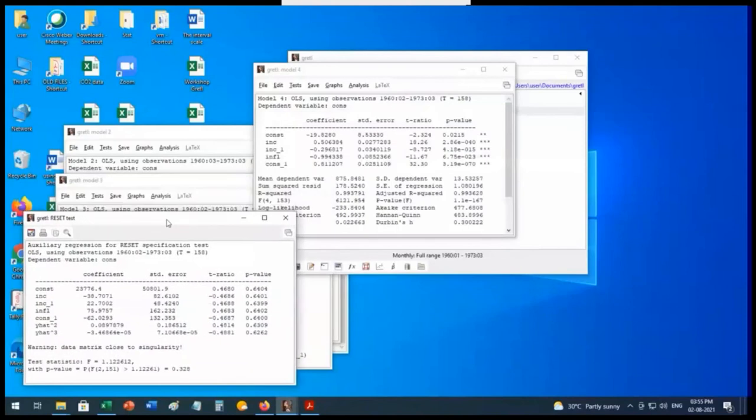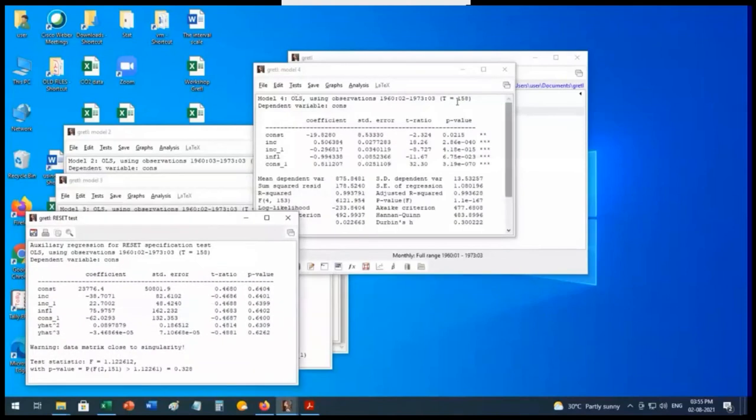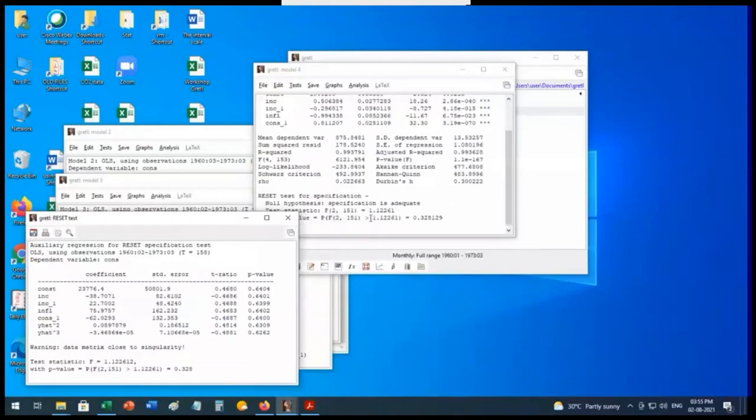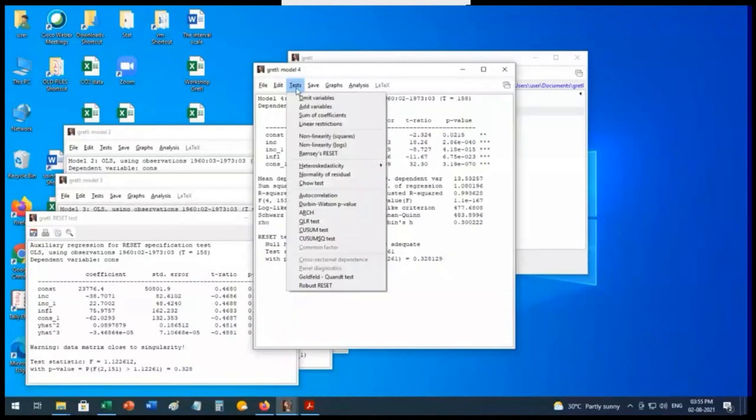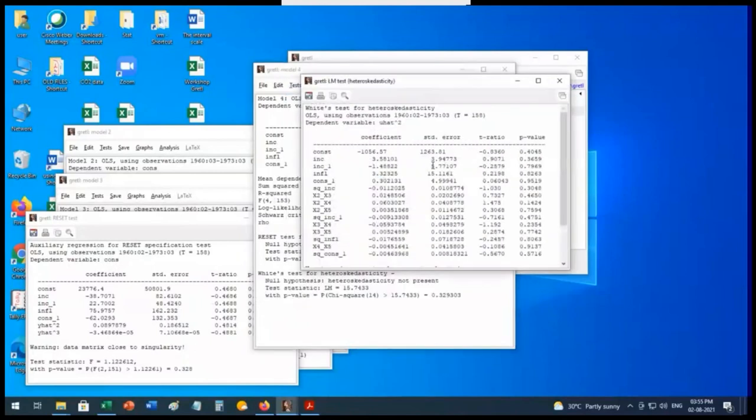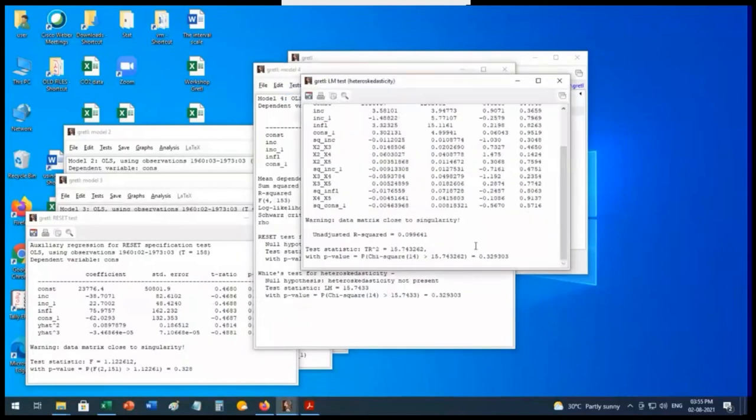That is one thing. Now this is reported below the regression result. Go to the test. Next we have the heteroskedasticity test. Earlier also we found that there is no heteroskedasticity. Here also there is no heteroskedasticity. The p-value is 0.33, so no heteroskedasticity.